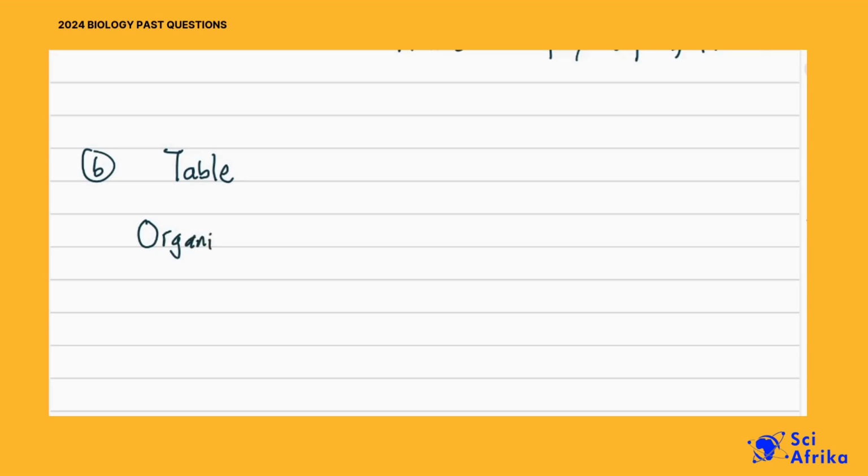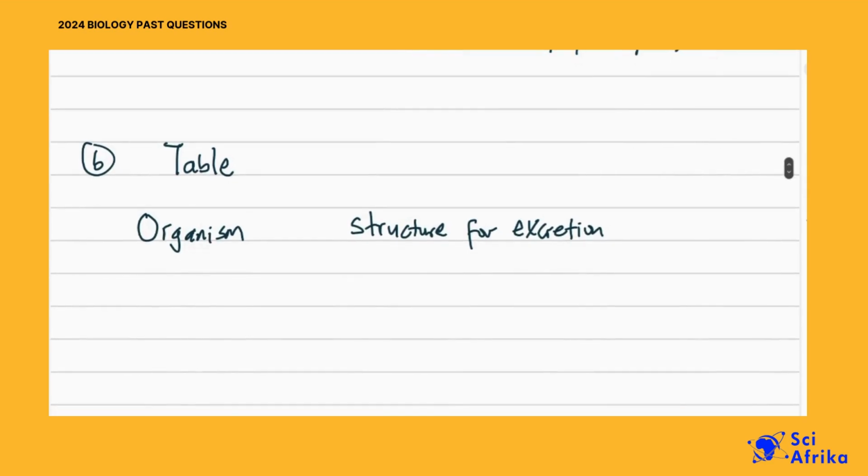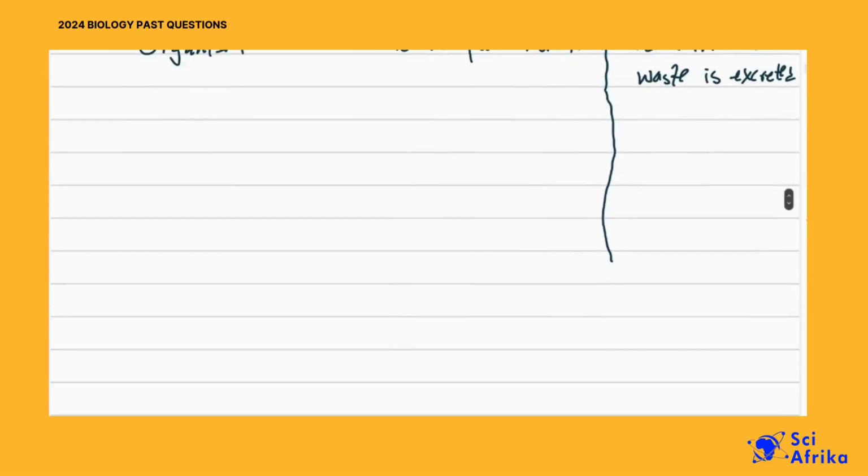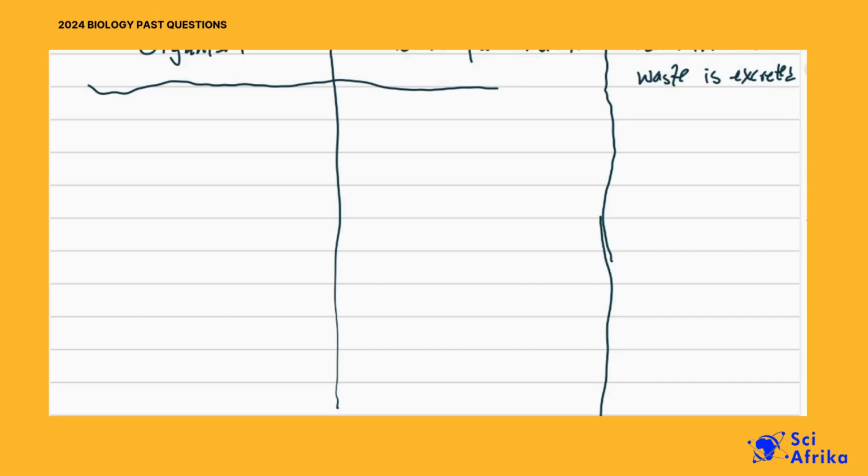the structure for excretion, and the form in which waste is excreted by the organism. So we're supposed to complete this table that is given to us by WAEC. We shall be answering the questions one after the other.